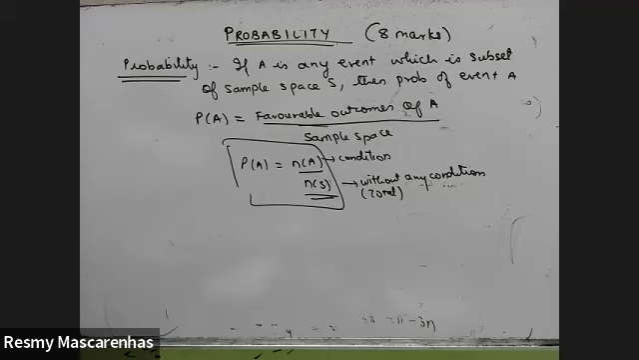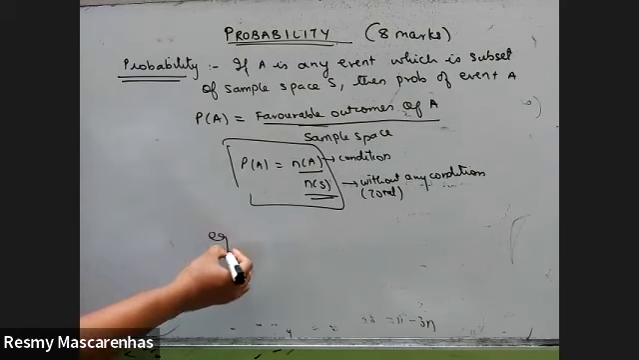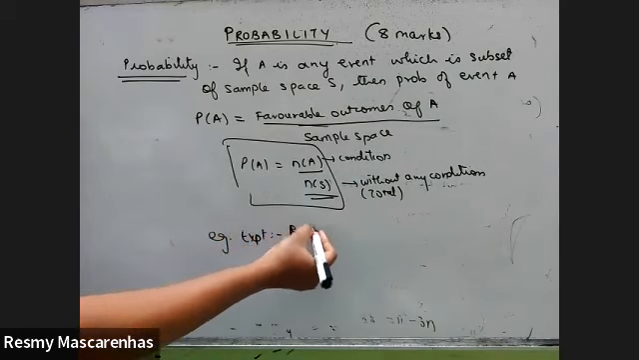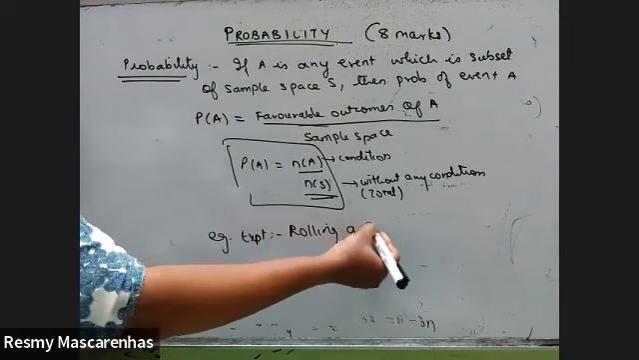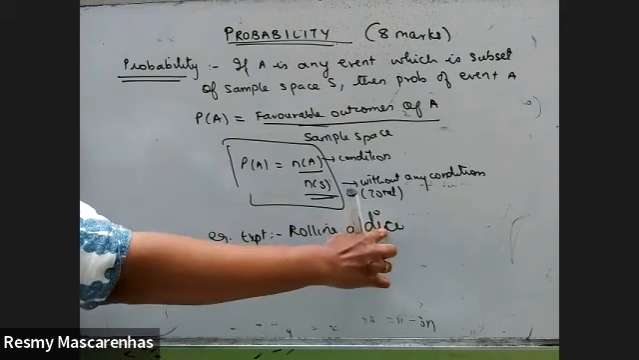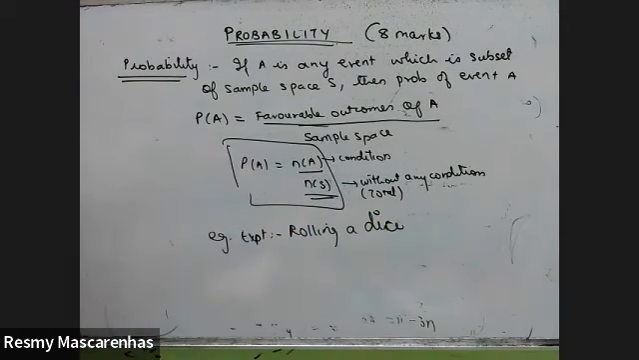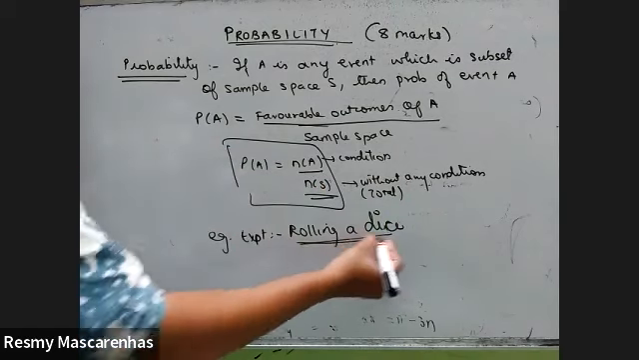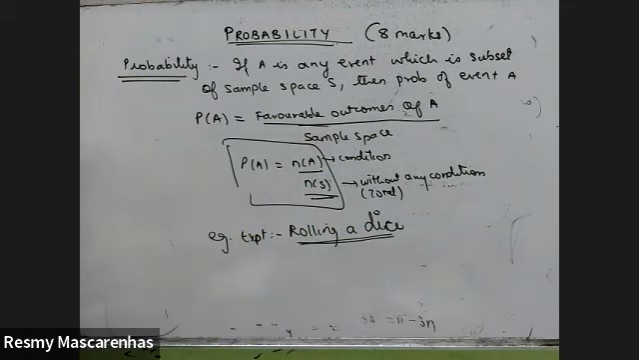That is in general. For example, if I consider the experiment to be rolling a die. One single one is called a die, and the plural is called dice. So now this is your experiment, rolling a die, which you know from playing snake and ladder.